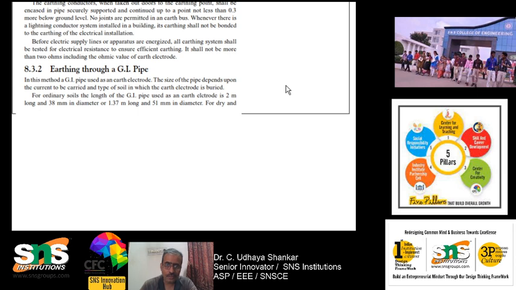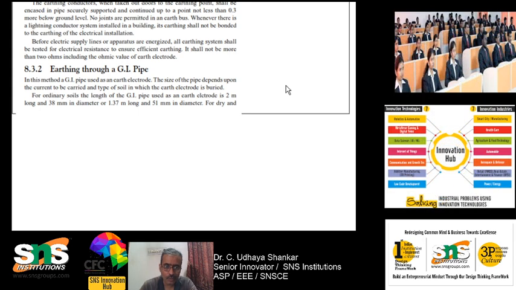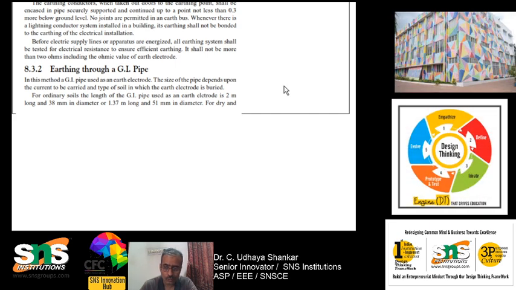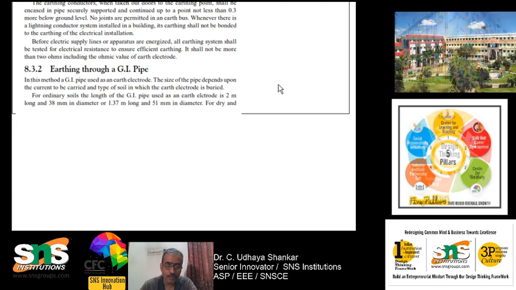It shall not be more than 2 ohms, including the ohmic value of the earth electrode. So the earthing should not be more than 2 ohms. Only if it is less than 2 ohms is the earthing proper. Please understand, this is a very important thing you want to understand. The earthing should be less than 2 ohms.